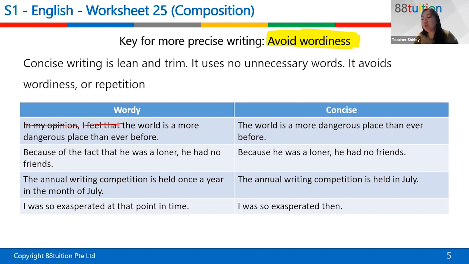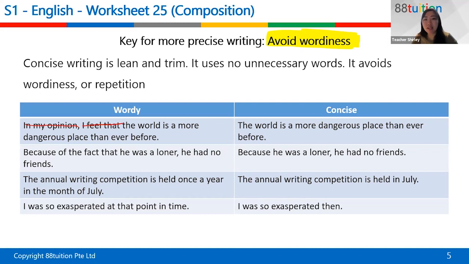Okay. So actually you can just be upfront and straightforward about it. The world is more dangerous. It's a more dangerous place than ever before. That already states your point because you're writing the essay, you're the writer. Anything that comes from you, unless you are quoting someone or maybe providing facts and figures, anything that's written by you is understood by the marker that this is your point. This is your thought process. So there's no need to say "in my opinion, I feel that".